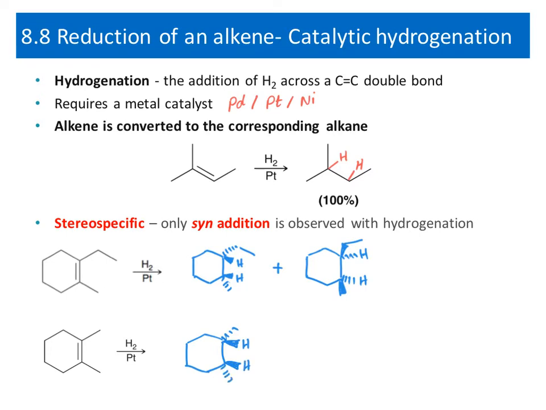Now, do I need to show the enantiomer here? No, because this molecule is a meso compound. So it has a plane of symmetry. And if you remember, we cannot draw an enantiomer for a meso compound.